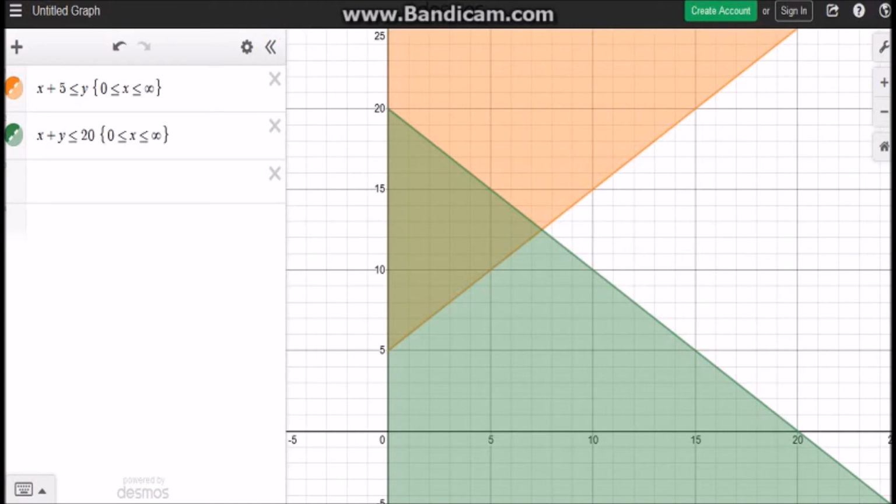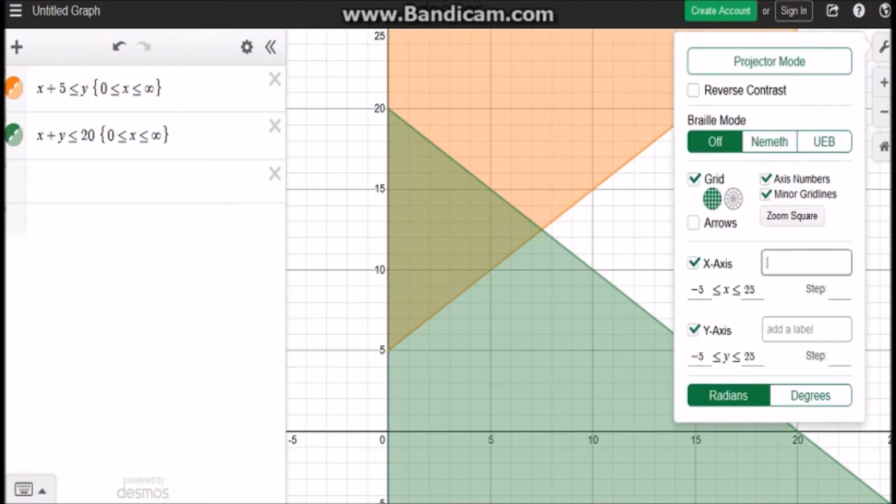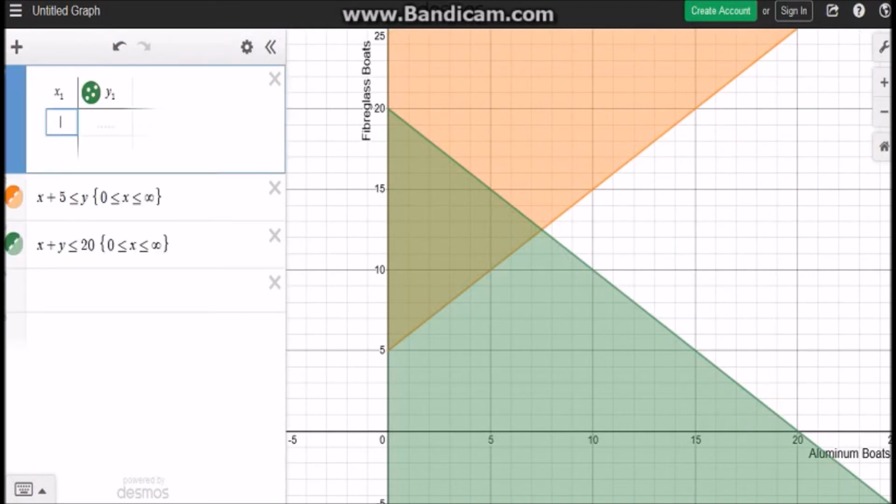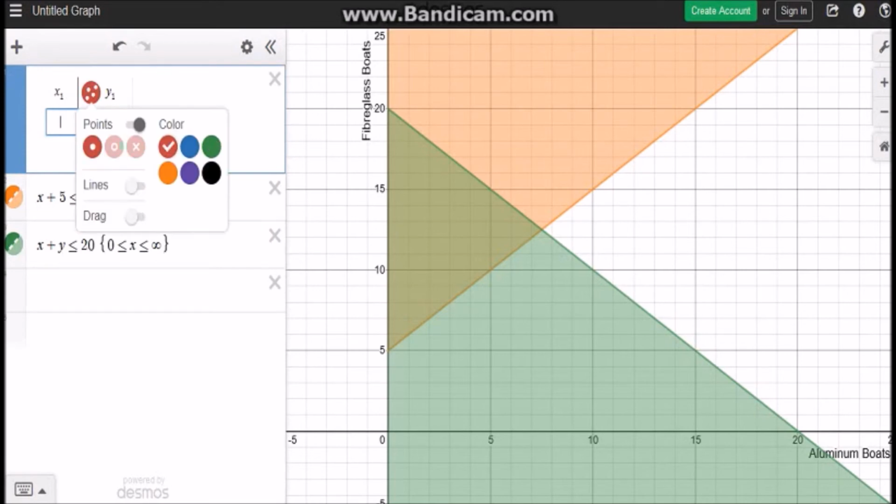Now let's take a look into making sense of the problem. First thing we can do is let's label our axes. I'm going to call on the x-axis my aluminum boats. And I'm going to call my y-axis my fiberglass boats. And we're going to pick a point somewhere on this graph. Ideally, we want a point in this region where both the yellow and the green are overlapping. So let's make a red dot there.